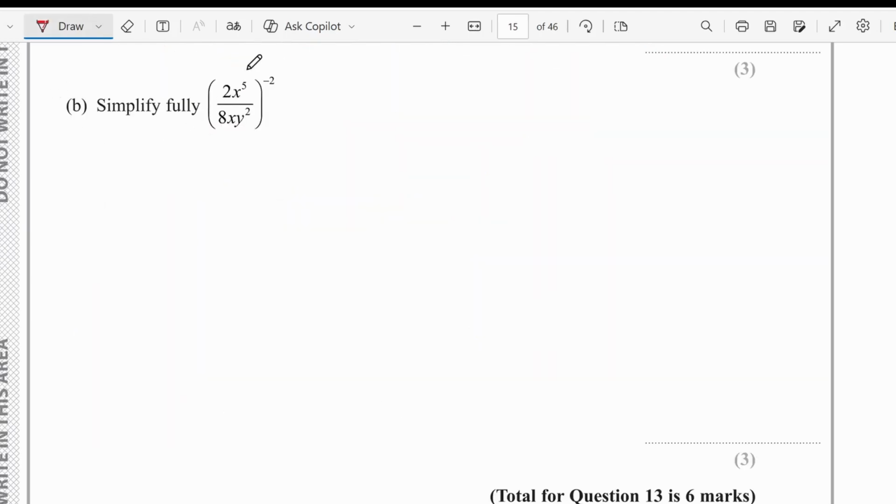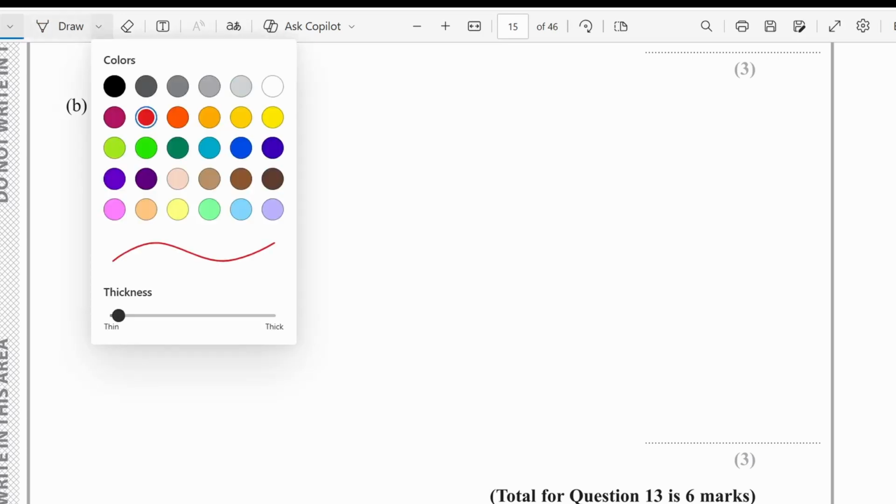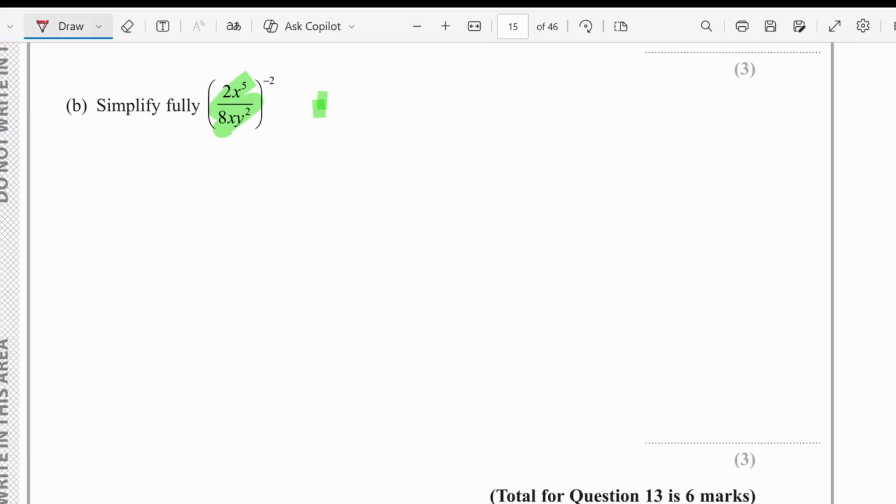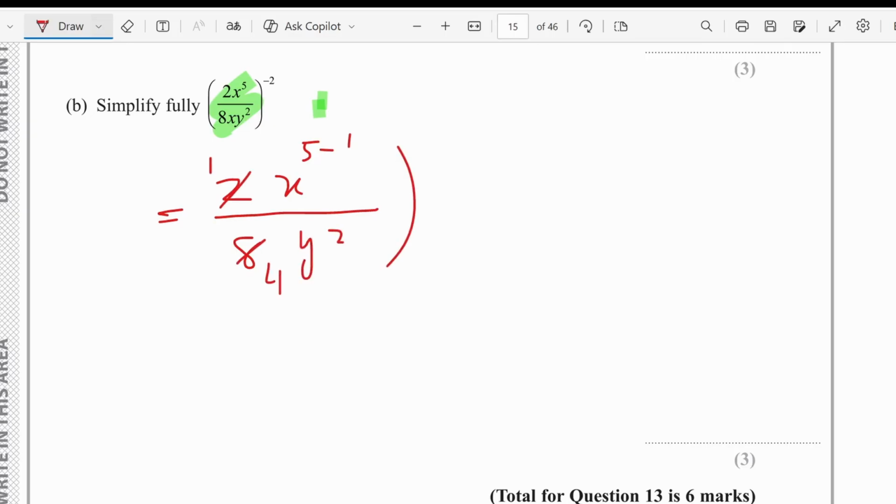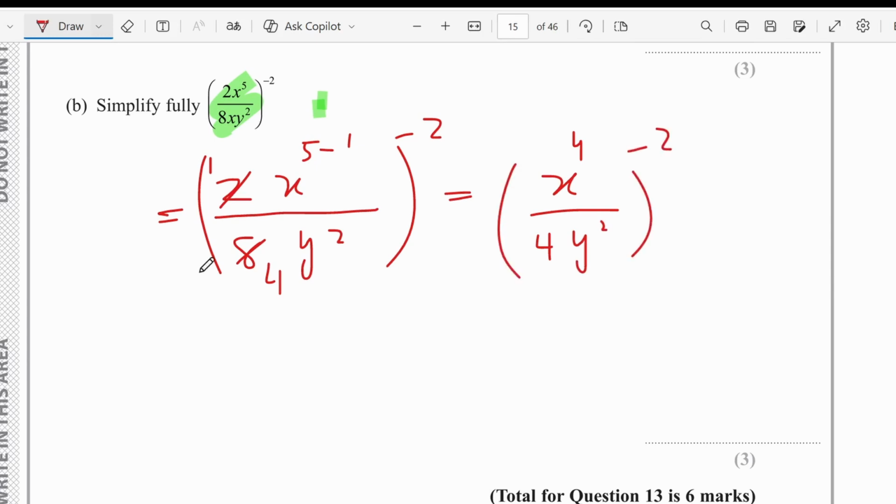Our next part is simplify fully. So to simplify, we always simplify inside the bracket first. For this one, for the like terms, bases are same, 2 over 8, x to the power 5 over x which has power 1. So the smaller power will change its sign and go up. It would be 5 minus 1. There is no other y value, so y squared, 2 times 1 and 2 times 4. We will put the bracket as it is, that is minus 2 x raised to power 4 over 4y squared. This is the simplified form of inside the bracket.